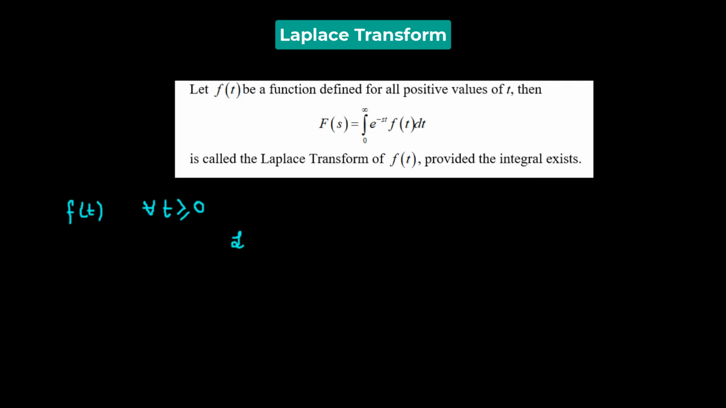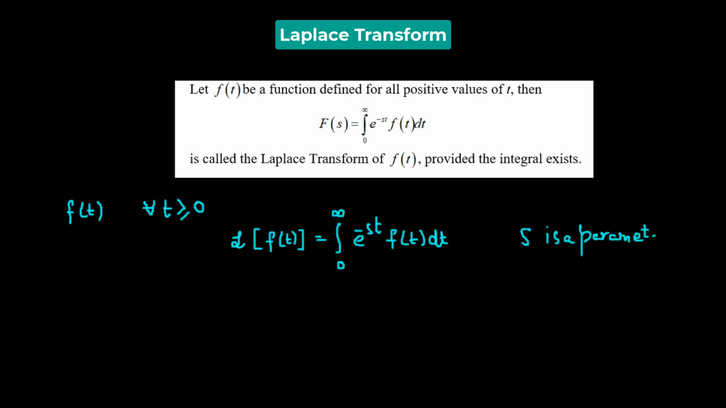Then the Laplace transform of this particular function f of t is given by the improper integral from 0 to infinity of e raised to the power of negative st times f of t dt. Here s is a parameter, so s is a parameter.